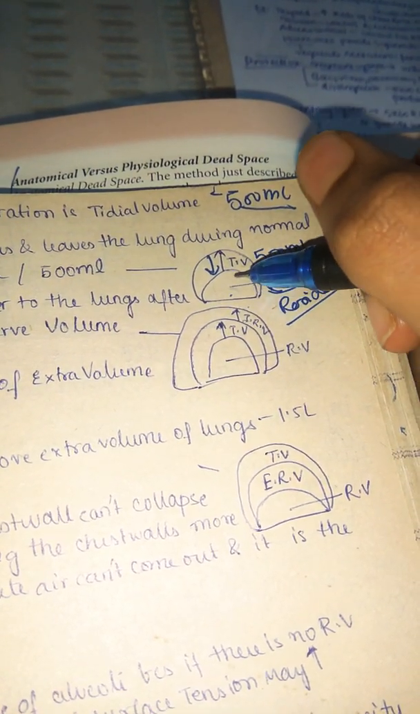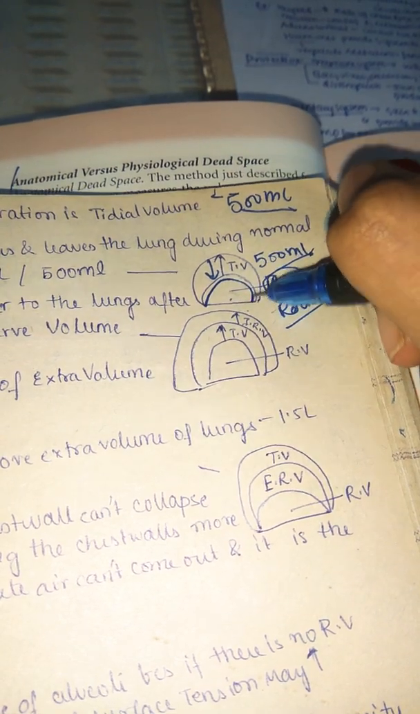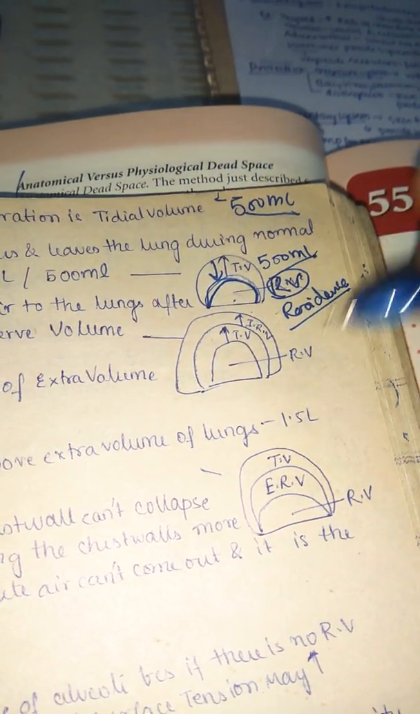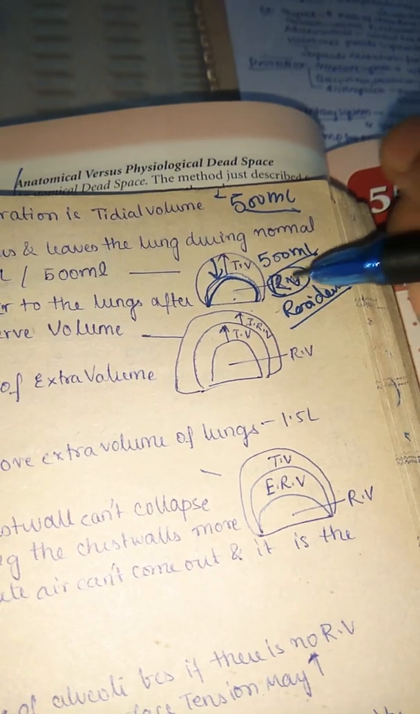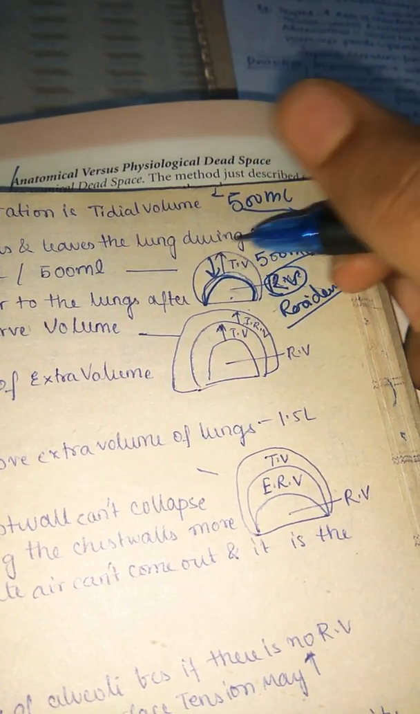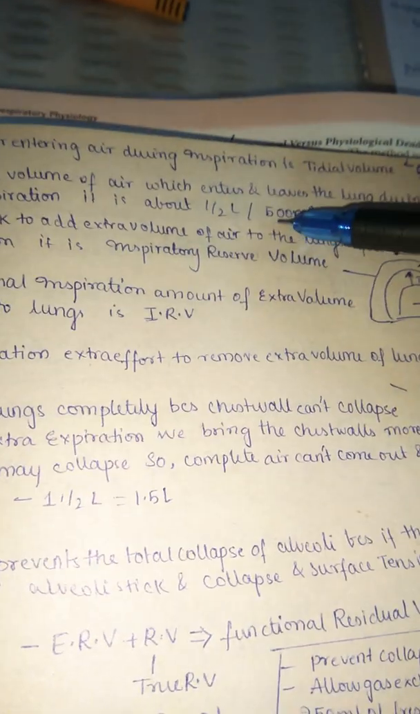If you put water, you can open them. So like that, there should always be some air inside the lungs to prevent the collapsing of alveoli or the whole lung. So always the residual volume should be there in the lung, and only this tidal volume should be changing, that is 500 milliliters, or you can say half liter.